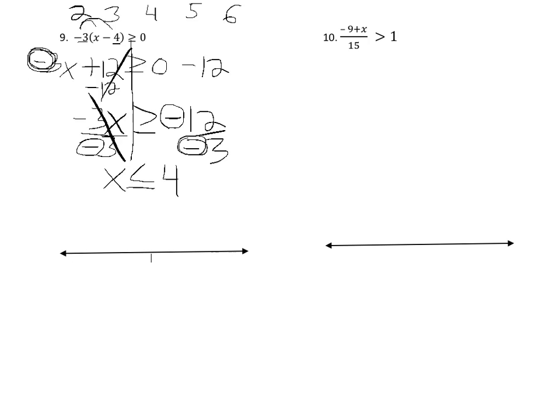So again, let's graph this, a piece of cake. 4, I go 5, 6, just very similar to the last one. 3 and 2 to the left. Now it is underlined here, so it's a closed circle. It means 4 is a solution. And then it's less than or equal to 4, so I shade everything to the left.